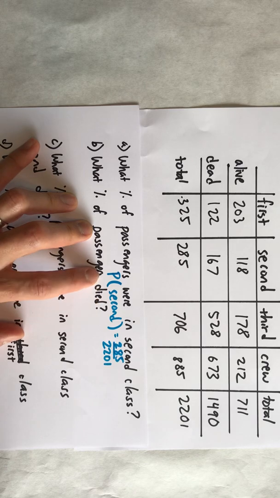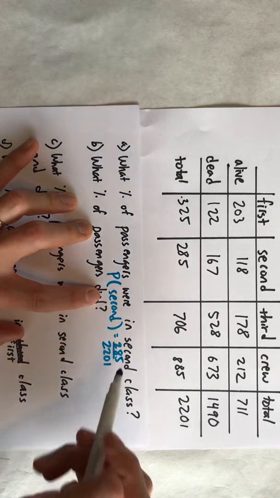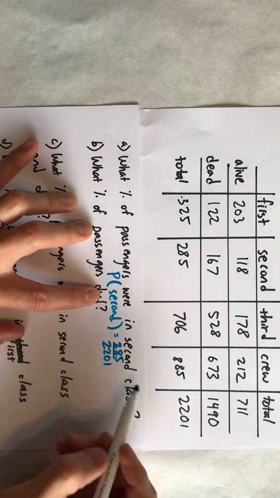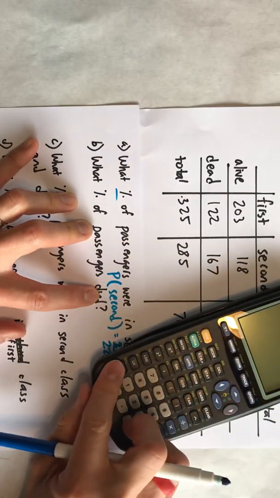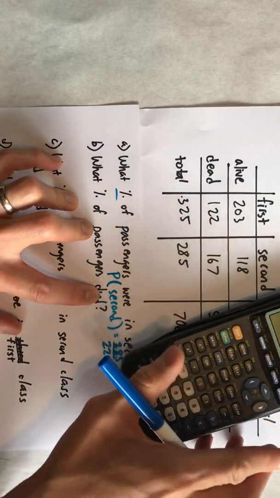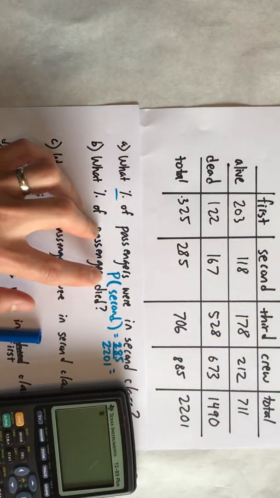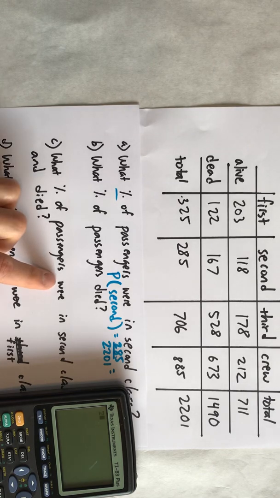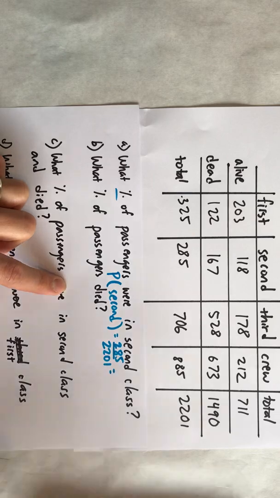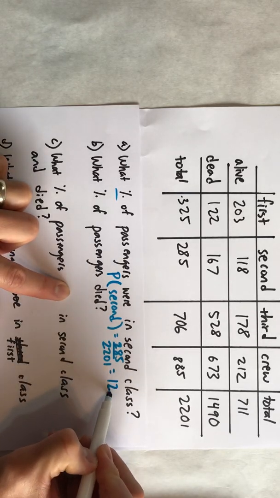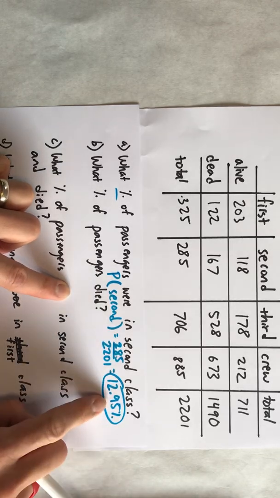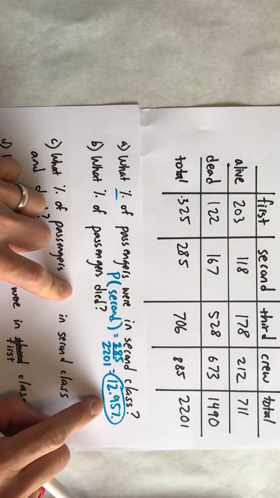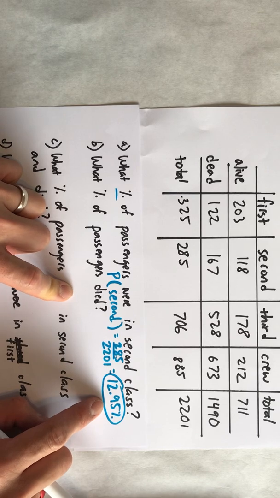Now, if the question just asked for what proportion of passengers were in second class, this answer would be sufficient. However, since it asked for percentages, we're going to change it to percentage. So I'm going to get my calculator. All I'm going to do is just do 285 divided by 2201, and I get 12.95%. Okay? Rounded to two places after the decimal point.